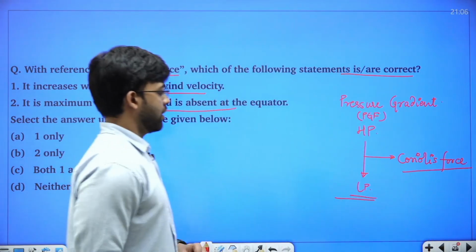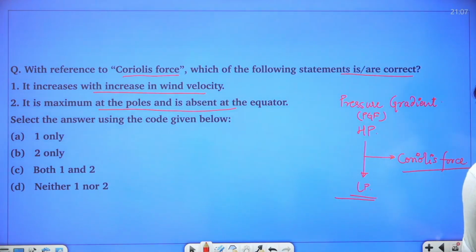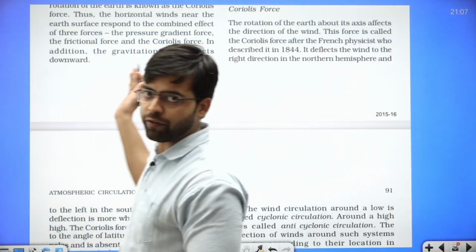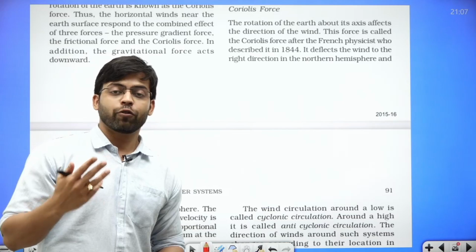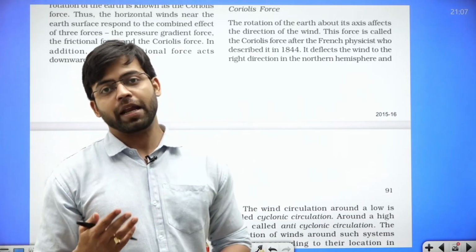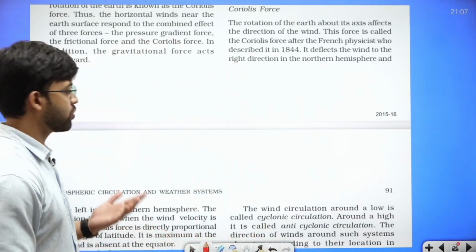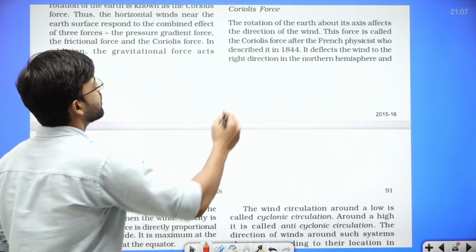Now what happens if we look at the NCERT explanation? This is again from Fundamentals of Physical Geography. So we know that there have been four questions from climatology, and they were all from Fundamentals of Physical Geography, right? So this is quite important, class 11 NCERT.